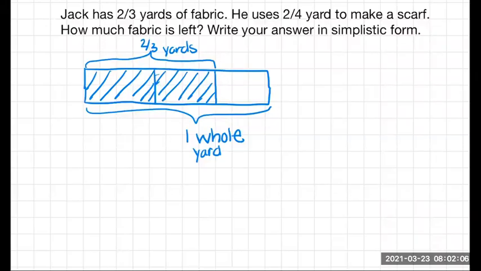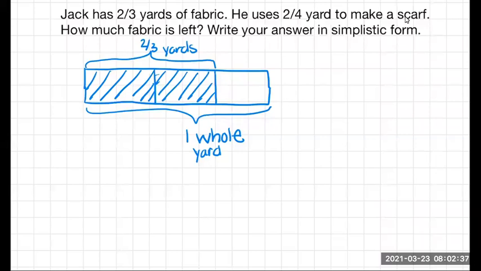To reason through this problem, I thought about fabric, and I thought about a whole yard and then what Jack had. So Jack has 2/3 of a yard of fabric. So what I did is I showed how much fabric he had. Then it says he uses 2/4 of a yard to make a scarf. Well, I know 2/4 is less than 2/3. So he uses 2/4 of the yard of fabric from this 2/3 of fabric.